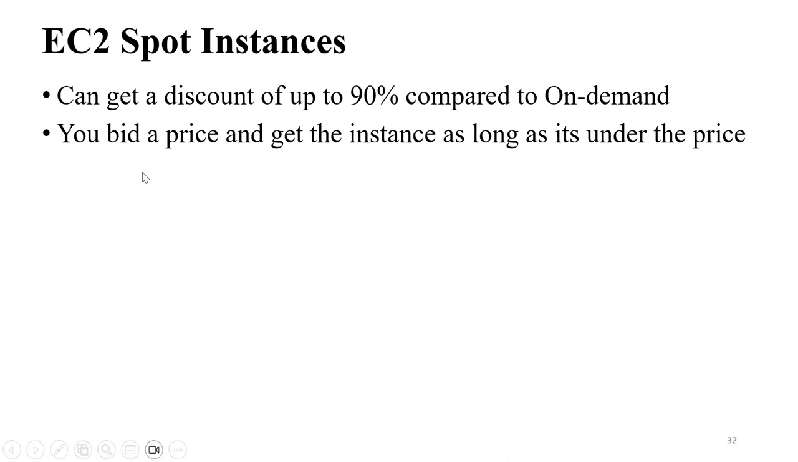Yeah, what is that something? So here you need to bid a price and get the instance as long as it's under the price. Suppose I opted for that, the bidding amount, something like $4 per hour.